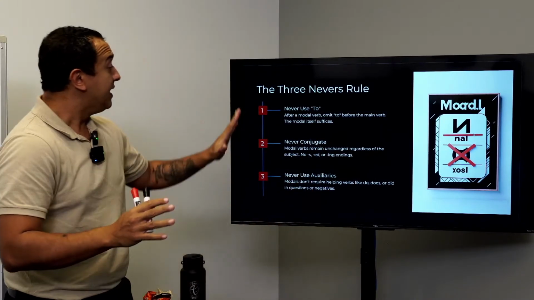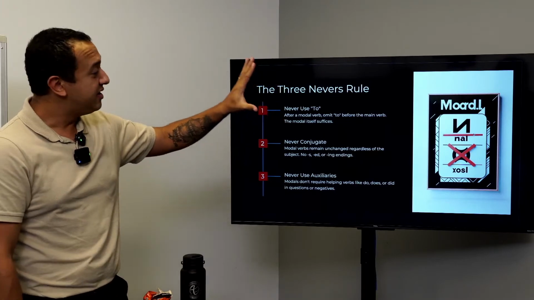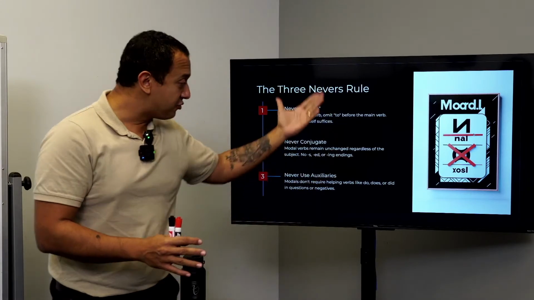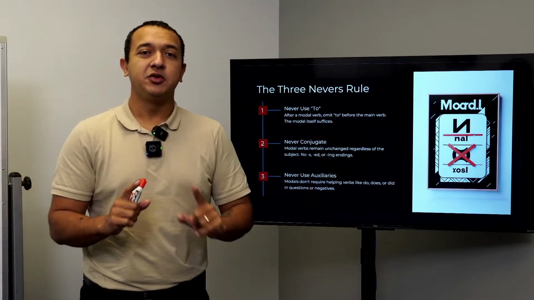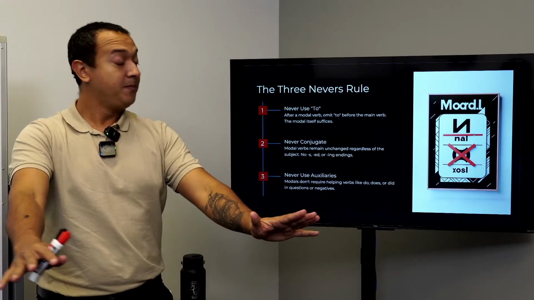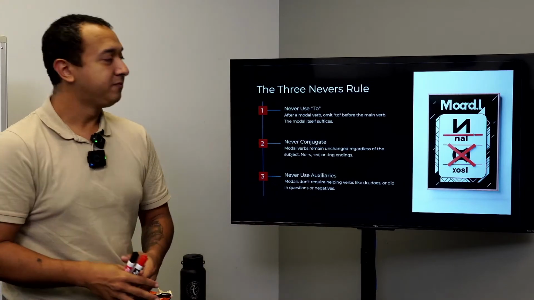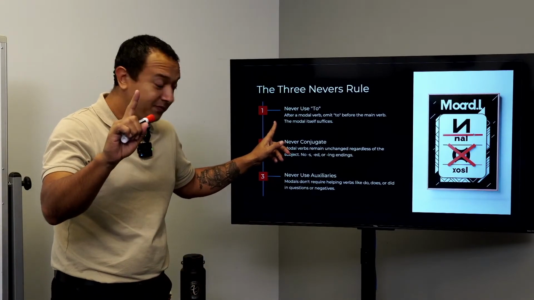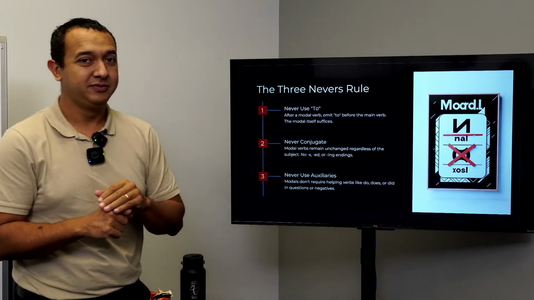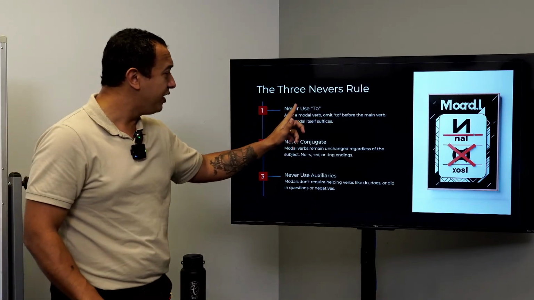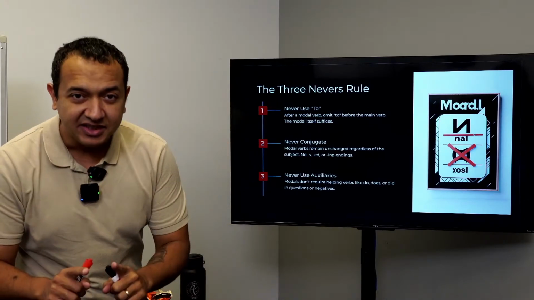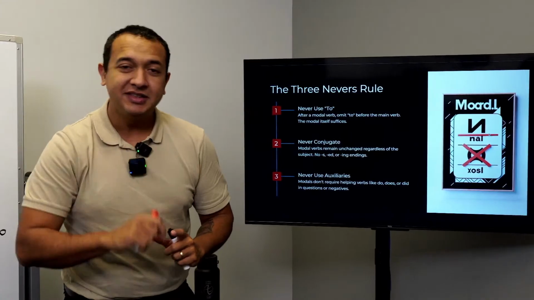Per se. This is the three nevers rule, all right? If you memorize this rule here, you are going to use your modal verbs correctly every single time. What are the three nevers? Never number one, never use the particle to. Look at this. Never use to. Why? Because you are dealing with modal verbs. You're not dealing with normal verbs.